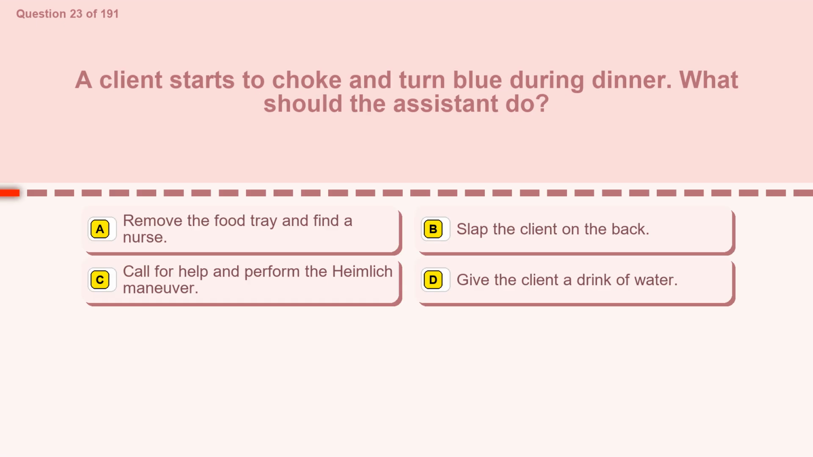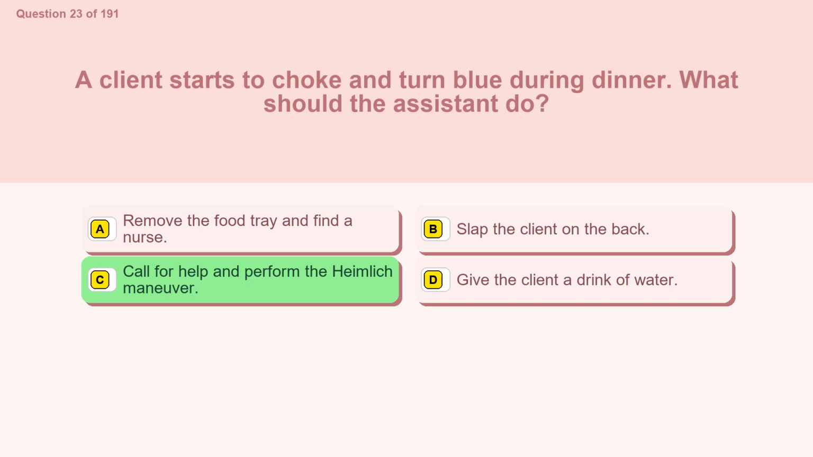Question 23. A client starts to choke and turn blue during dinner. What should the assistant do? Option A. Remove the food tray and find a nurse. Option B. Slap the client on the back. Option C. Call for help and perform the Heimlich maneuver. Option D. Give the client a drink of water.